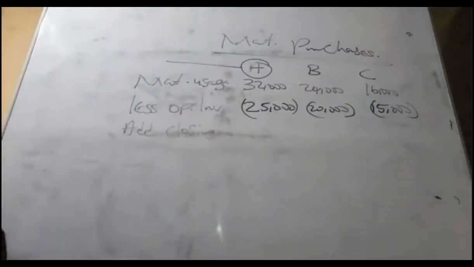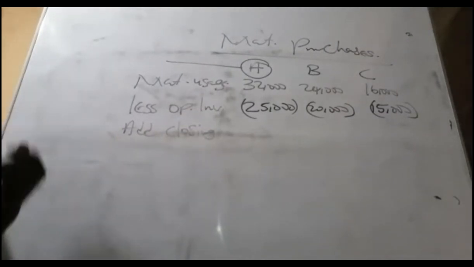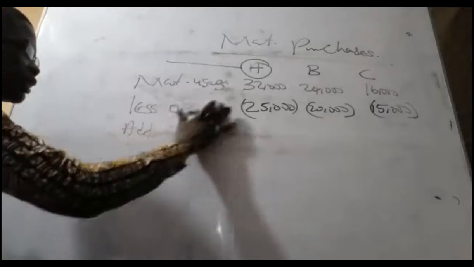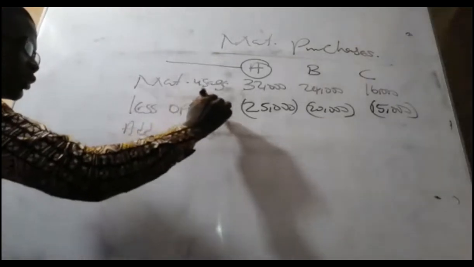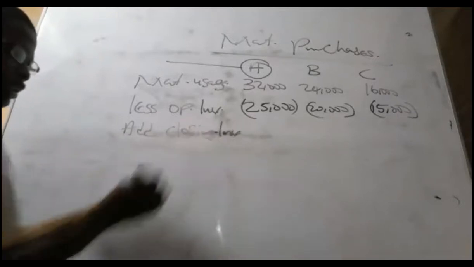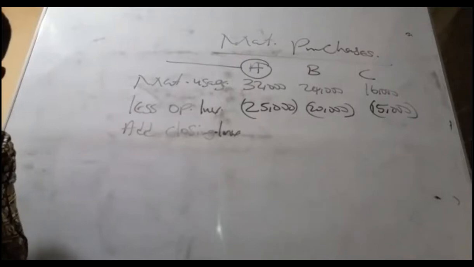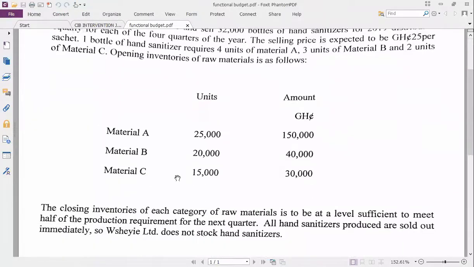So let's locate where the closing inventory will be. And then after bringing the closing inventory, I think we are basically done. Okay, so let's go and pick the closing inventory from the question. They say something here, so interesting.